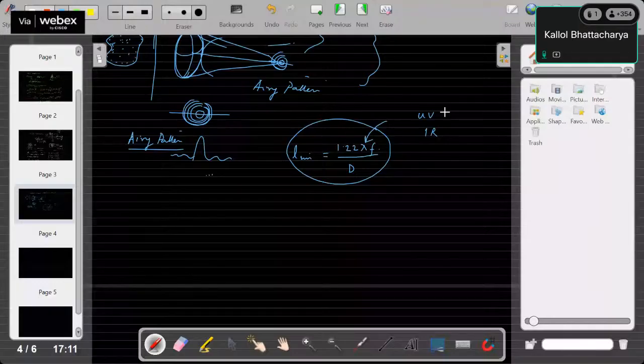Okay, first you need a mask to transfer the pattern. It is all done in UV because we want to have very high resolution. The distance, the separation between two lines would be half a micron or even less. Okay, so to achieve that, we need to minimize lambda.